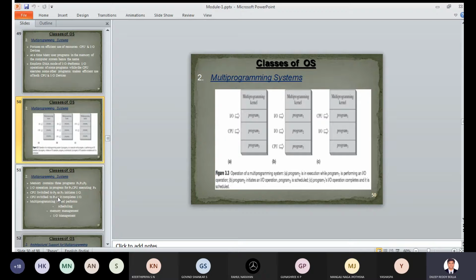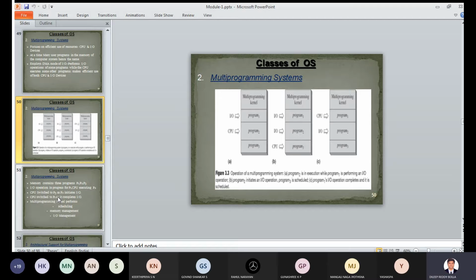This multi-programming operating system has many user programs, let us say program 1, program 2, program 3, and so on. They are called user programs, and they are located in the memory of the computer. I repeat again: a multi-programming operating system has many user programs in the memory of the computer at any time. That's why we got the name multi-programming.